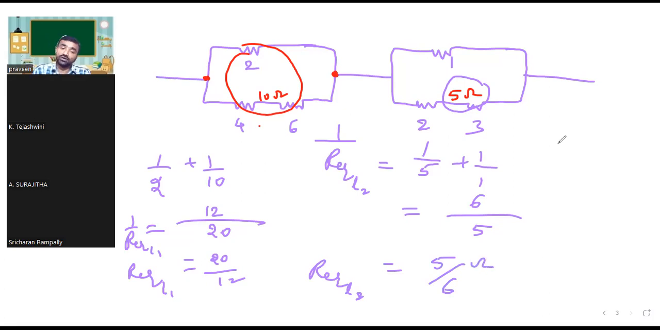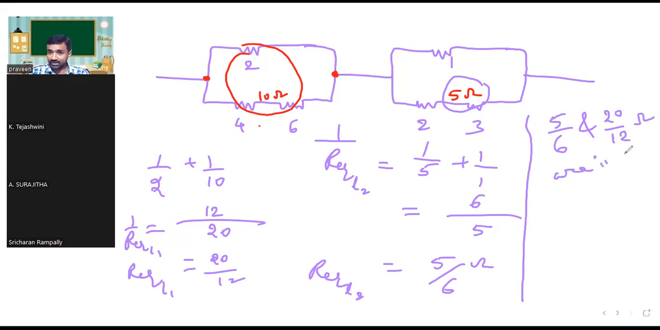Now this 5 by 6 ohms and 20 by 12 ohms are in a series combination. How do you find that? 5 by 6 plus 20 by 12. What is the LCM here? 12 is the LCM, so 2 by 2 multiplication is needed. So 6 to the 12, denominator solved. 5 to the 10, plus 20.